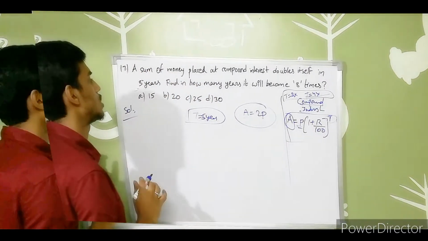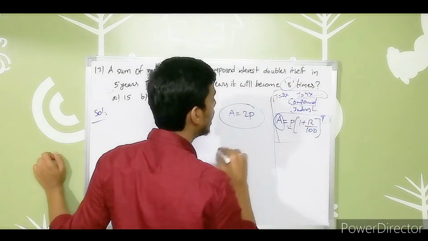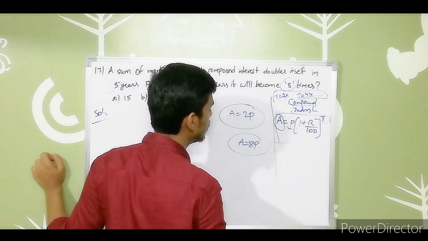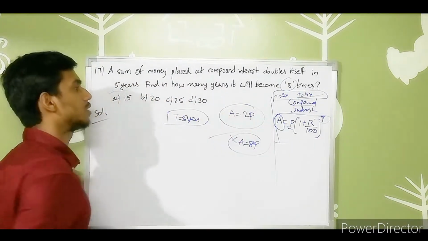So let's move to the solution. What they are asking: find in how many years it will become 8 times. 8 times means our amount should become 8P. So that is the question they are asking. Keep it aside. Let's work on the first case first.